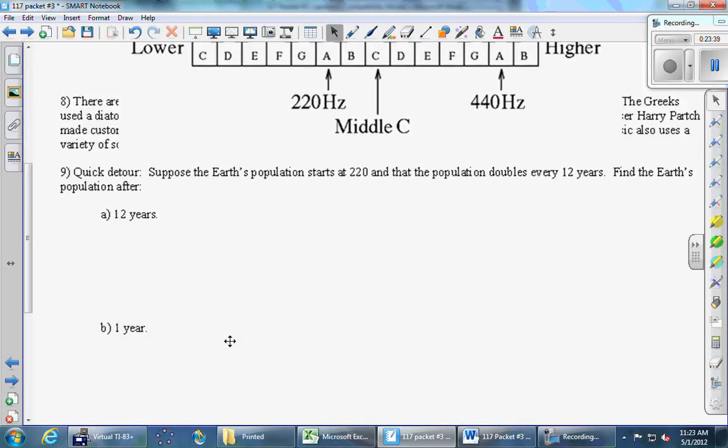Okay, number 9. We'll go to Charlie. Quick detour. Suppose the Earth population starts at 220 and the population doubles every 12 years. Okay, can you guys, with your neighbors, do A, B, and C? We had a formula we saw today to answer this kind of question.